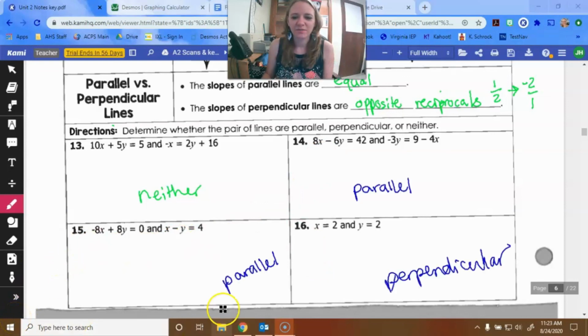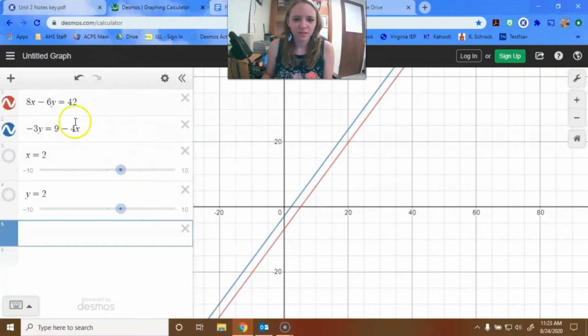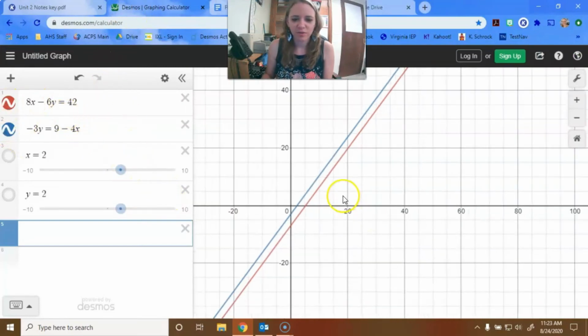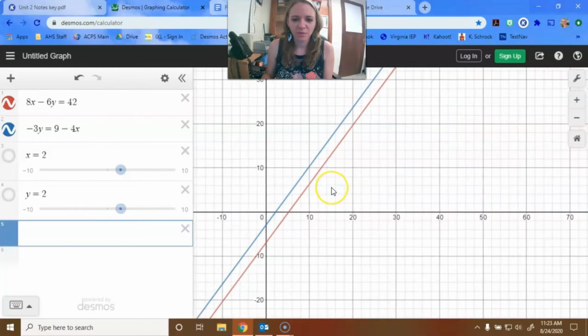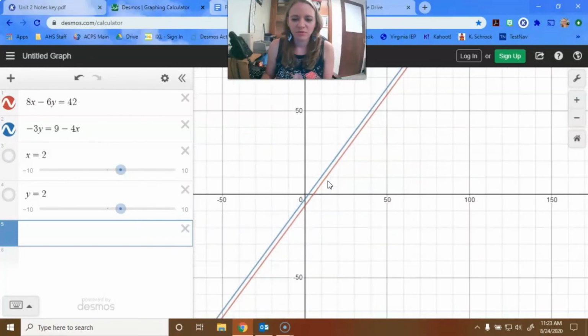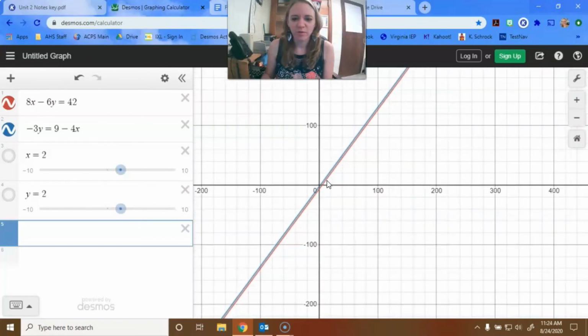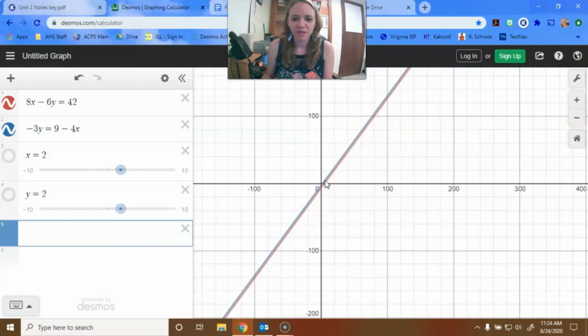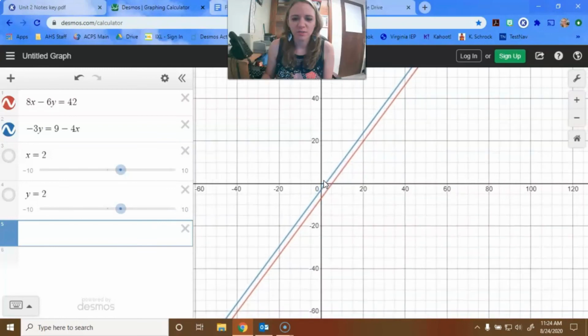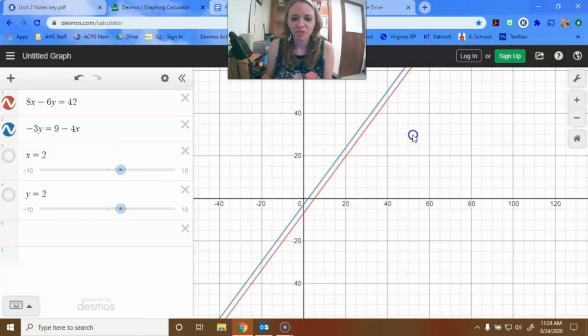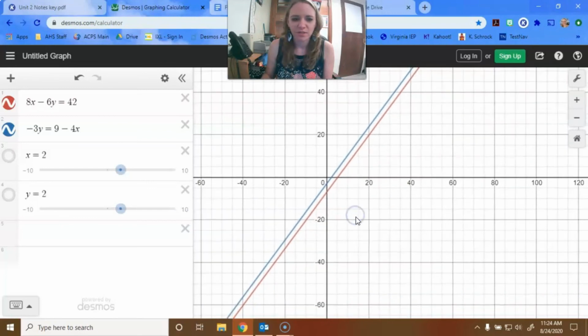All right, so here are your results. 14 was parallel, 15 was parallel, and 16 was perpendicular. I'll go ahead and show 14 and 16 on the graph. So 14 was these two, the red and blue. As you can see, they appear parallel. What you could do if you're not sure is zoom all the way out and see if you see any kind of change in their slopes to see if they're going to intersect. Look for an intersection point anywhere. You're not going to see one.